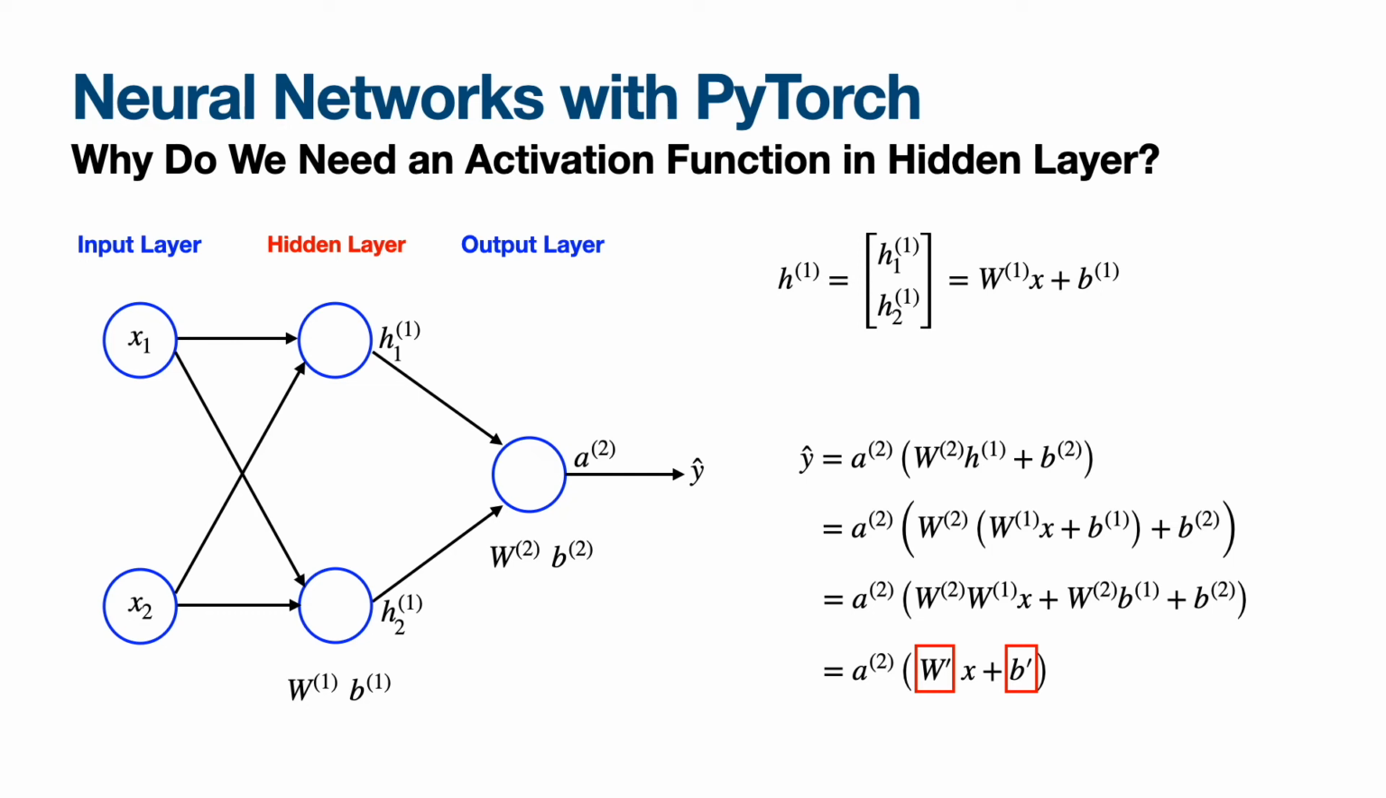Therefore, the hidden layer weights and biases are combined with the output layer's weights and a bias. So, we ended up with a linear operation as if we don't have a hidden layer in the first place. This is why we should have a nonlinear activation function in the hidden layer to increase the complexity of the neural network.